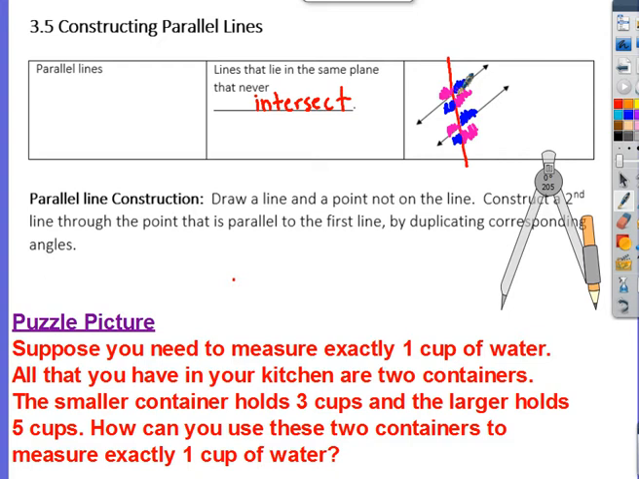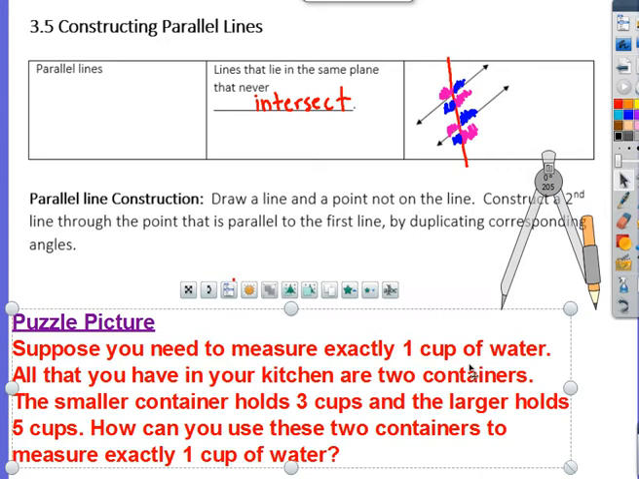So what I want to do is construct parallel lines by drawing a line and a point not on the line. Before we get done with that though, I want you to look, there's a puzzle picture I've had up here for way too long. I meant to get to that earlier. I don't feel like restarting this video, so we'll get to it now. Go ahead and look at that, see if you can solve it, but I'm done with it.